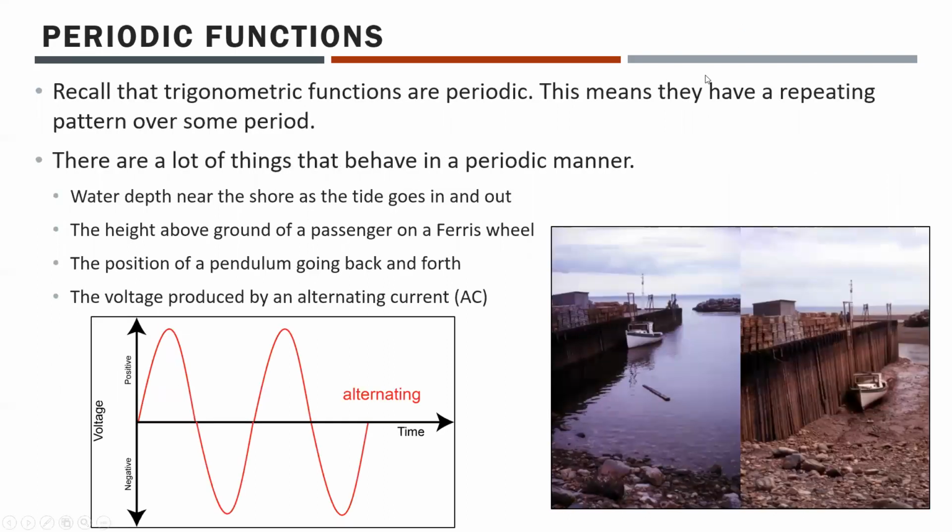So periodic functions, I want you to recall that trigonometric functions are periodic. This means they have a repeating pattern over some period, right? A period being the amount of time it takes, or the length, I guess, on the x-axis that it takes for one full cycle to occur.